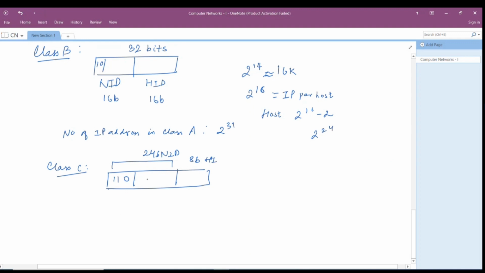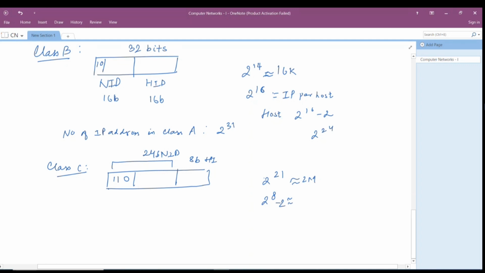So how many networks can we have in class C? 2 to the power 21. Exactly, 2 to the power 21, which is around 2 million. And how many hosts? 2 to the power 8 minus 2. Exactly, that's excellent. So we'll have that number of hosts.